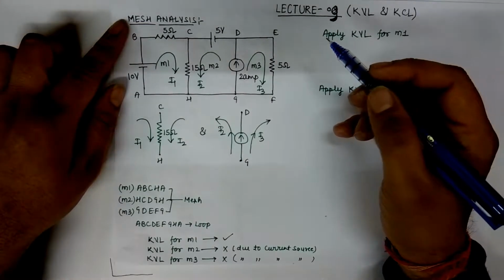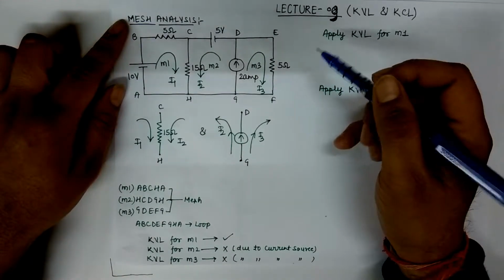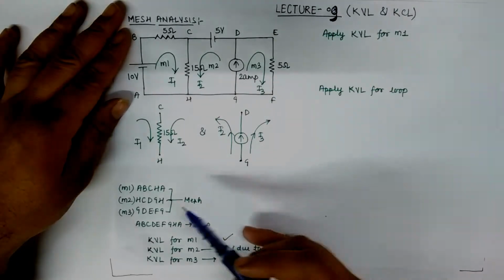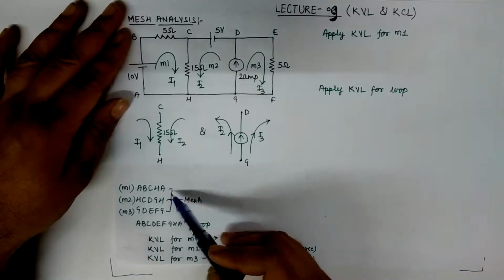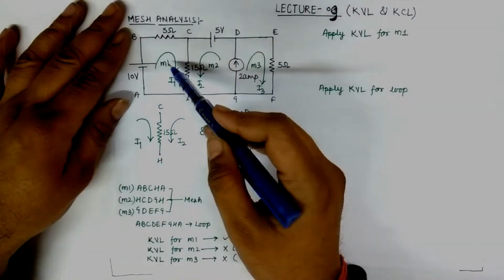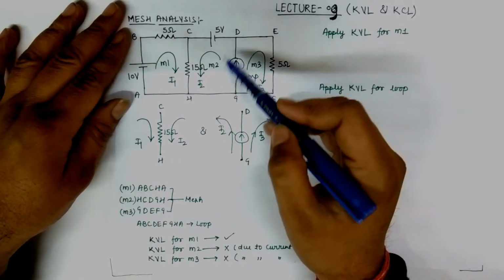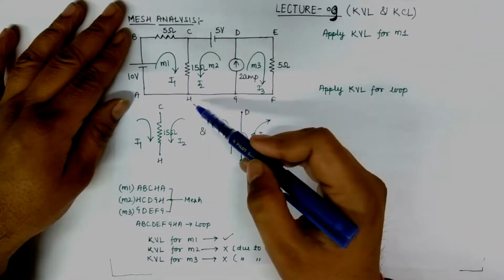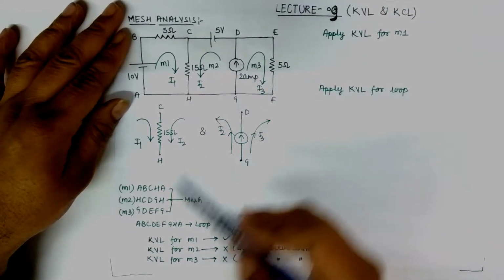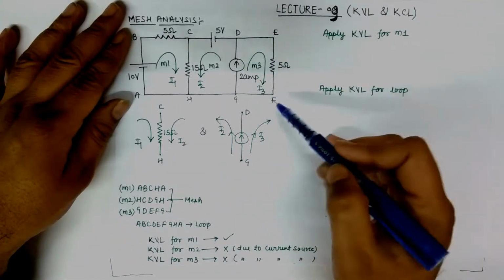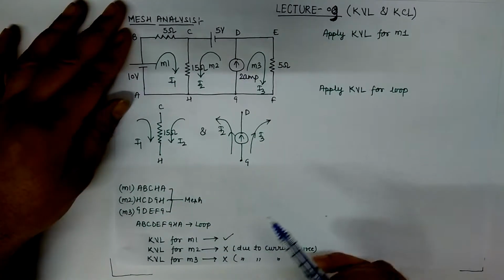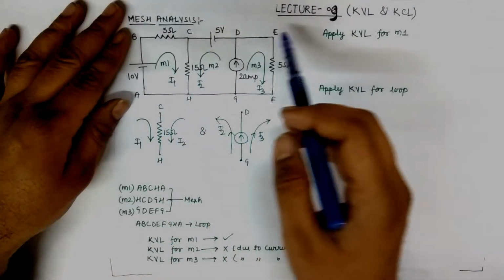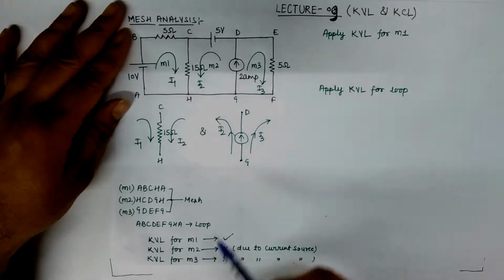When we solve this question using mesh analysis, first of all we consider closed paths. Here ABCHA is mesh number 1. Similarly, HCDGH is mesh number 2 and GDEFG is mesh number 3. So there is a loop ABCDEFGHA.